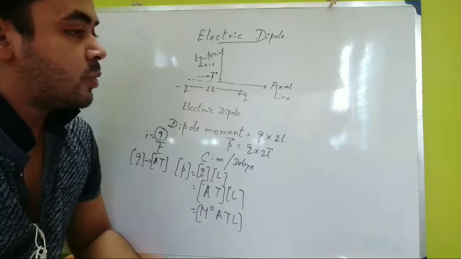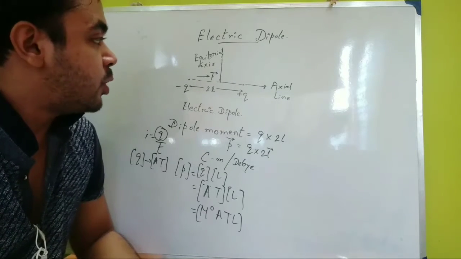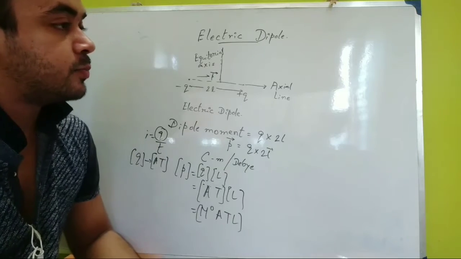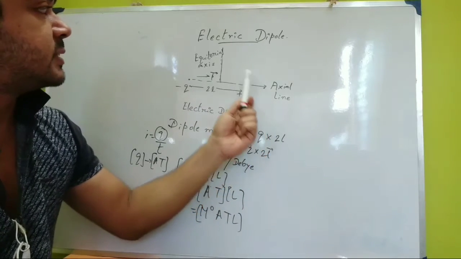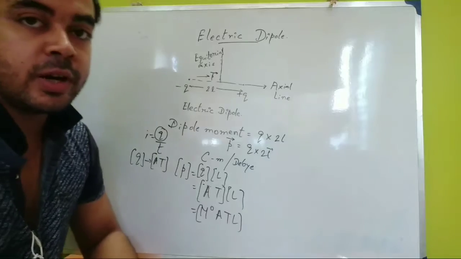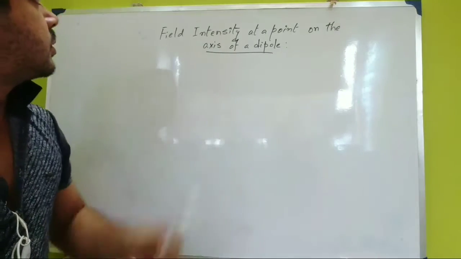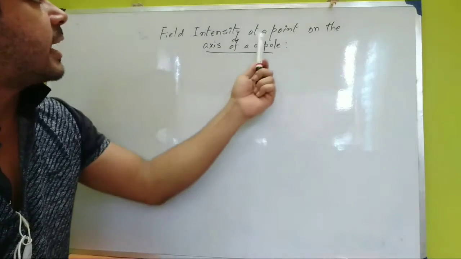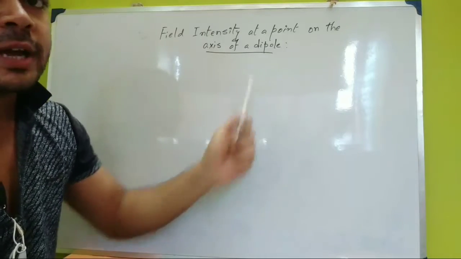Now we will find the field due to the dipole at a point on its axis, on its equatorial line, and at any arbitrary point. So first derivation: field intensity at a point on the axis of a dipole.